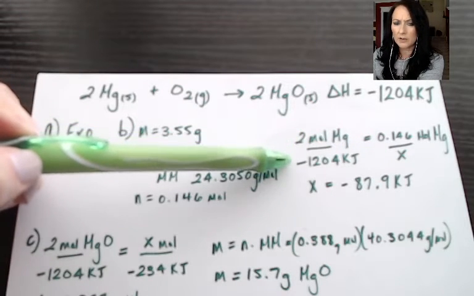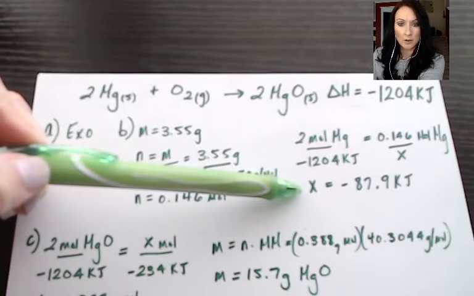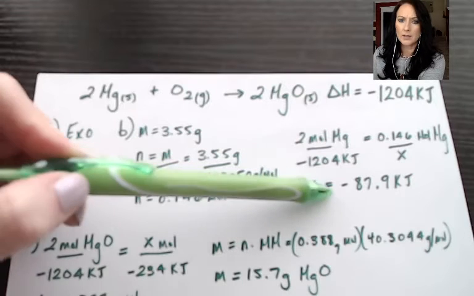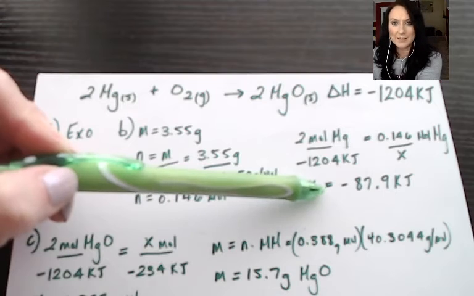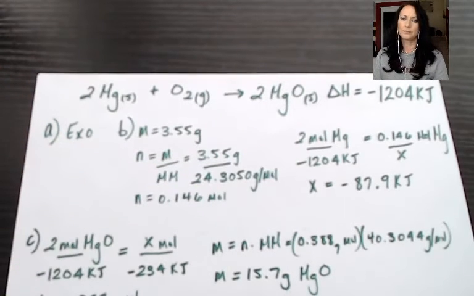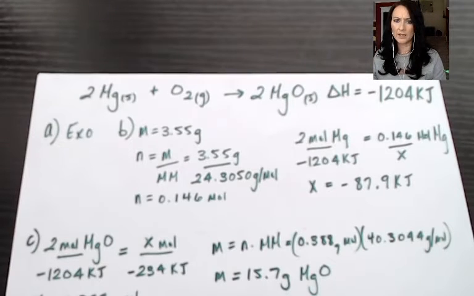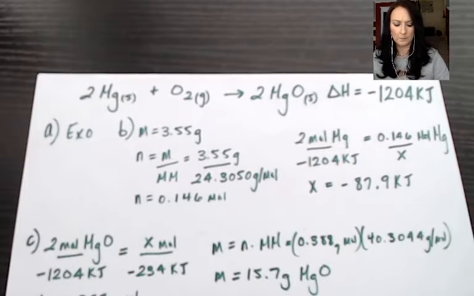Set this up as a little ratio, cross multiply, and you figure out that X, the number of kilojoules released from the 0.146 moles, is negative 87.9. So again, negative because this is exothermic. It's releasing 87.9 kilojoules of energy. Pretty straightforward again. Nothing too fancy. We've done lots of mole and mass calculations, so that should be nothing new for everybody.